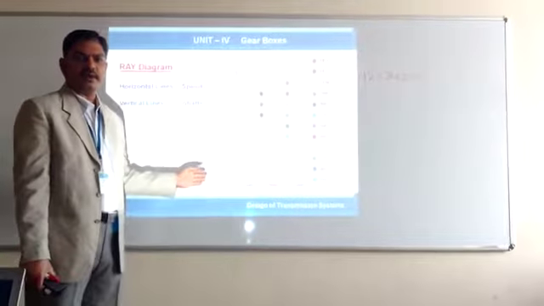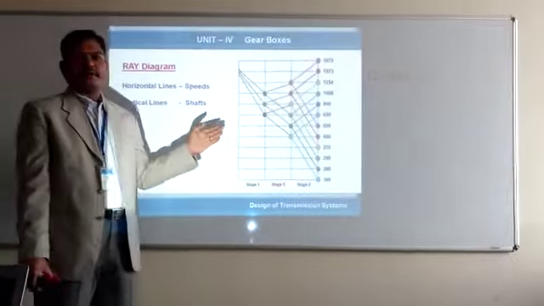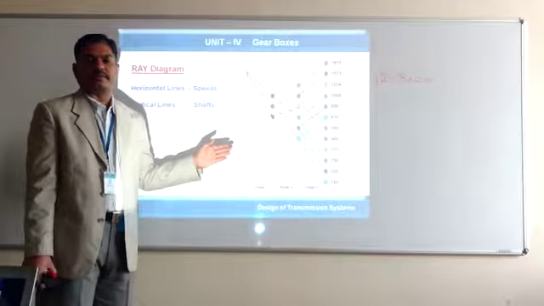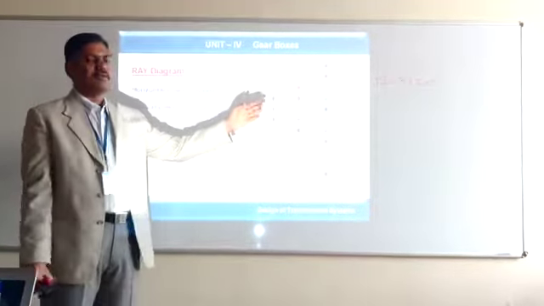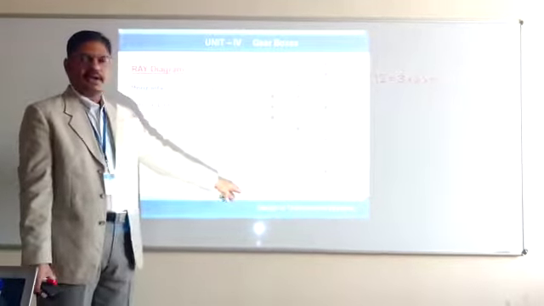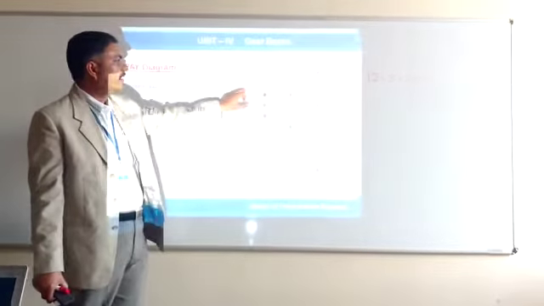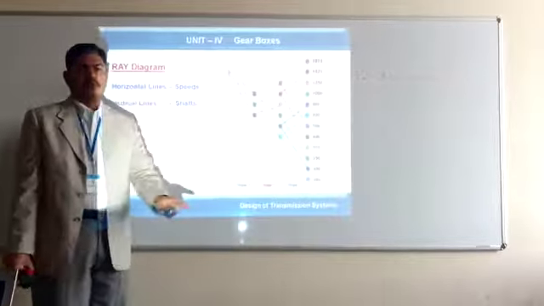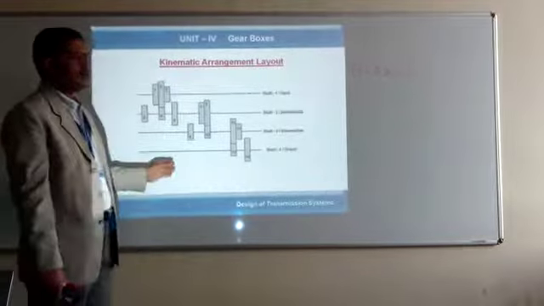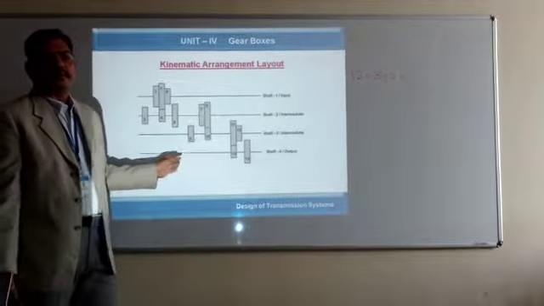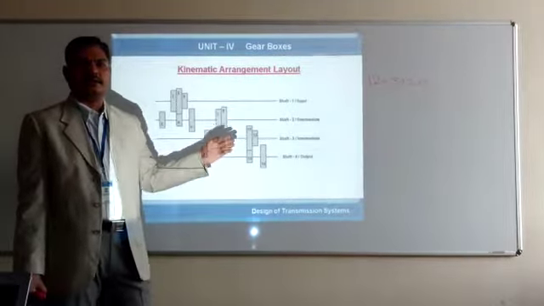To start with, ray diagrams have horizontal and vertical lines. The horizontal lines denote the total number of speeds obtained in the gearbox, and the vertical lines denote the shafts used in the gearbox. For example, if we are designing a 12-speed gearbox, automatically we will have 12 horizontal lines. They are 1, 2, 3, 4, 5, 6, 7, 8, 9, 10, 11 and 12. Next slide, please.